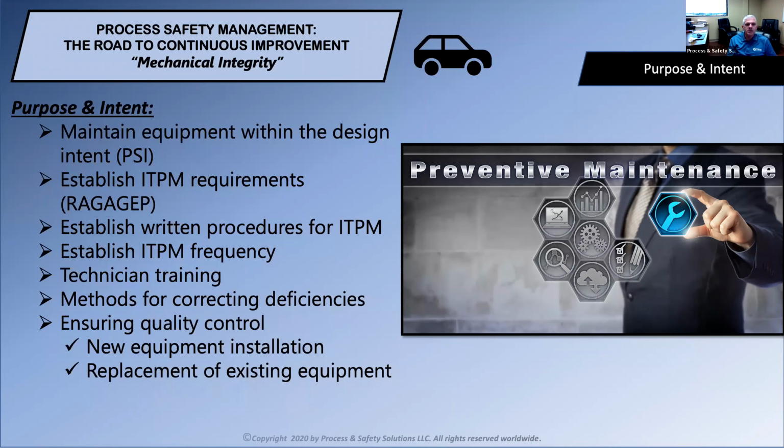The next thing is establish an ITPM frequency. Well, I missed the written procedures, making sure that we create those written procedures for all of our ITPM tasks, and then establish the frequency. And we're going to be talking about the frequency and what is the right frequency as we go through this. And then providing the technician training that they need. If the technician is going to be performing these tasks, make sure that they have the skills and knowledge that they need to be able to execute these tasks. And then, of course, methods for correcting deficiencies. We need to make sure that we're creating those methods to address those deficiencies as we come across them. And then, of course, ensuring quality control.